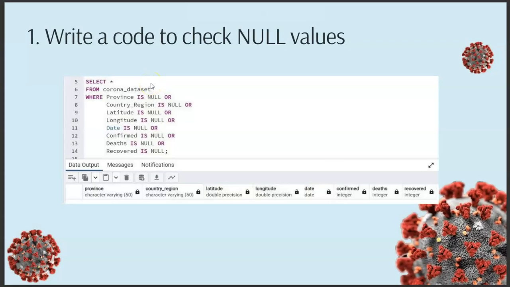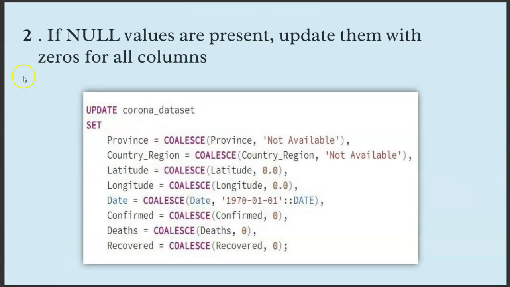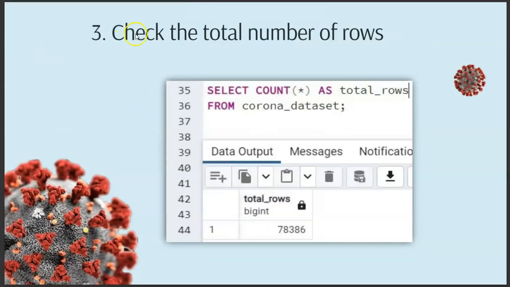Then we come to our questions and gain some valuable insights. And now first we will analyze our data. First question is write a code to check the null. To check the null, we can write this command where we use the isNull function. Second, if null is present, then we have to update them with zeros. Suppose we update with zero, then we use the update command and we have to update it.